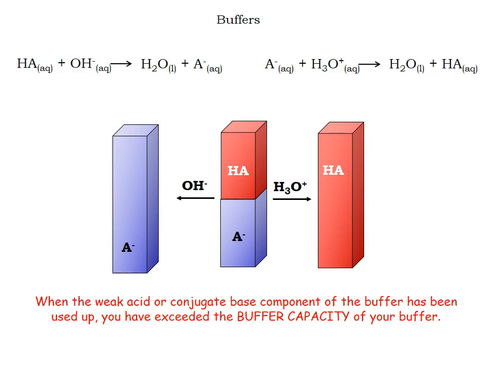And we saw that in lab as well. When you added a few drops of hydrochloric acid to your buffer, the pH stayed very consistent, and it was effective at buffering the pH. But when you added 10 milliliters of hydrochloric acid, the pH plummeted, and that's because you exceeded the buffer capacity of the buffer.